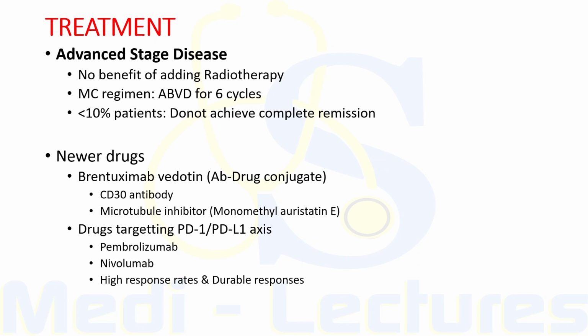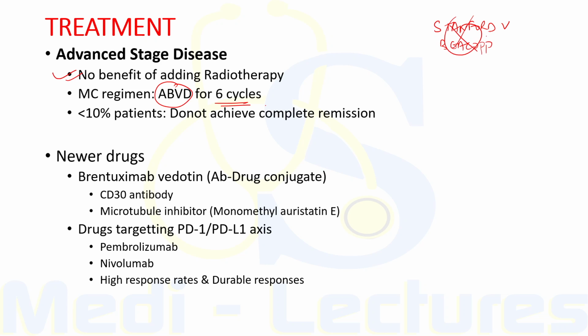Now let's come to the treatment of advanced stage disease. Firstly, as we have already discussed, there is no benefit of adding radiotherapy and these patients should be treated with chemotherapy alone. Now the most common regimen again is ABVD, but now for 6 cycles. Again, Stanford 5 and escalated BCOP regimen have been evaluated in advanced stage disease and these are not associated with an improvement in overall survival, but at the same time these are associated with increased toxicity.